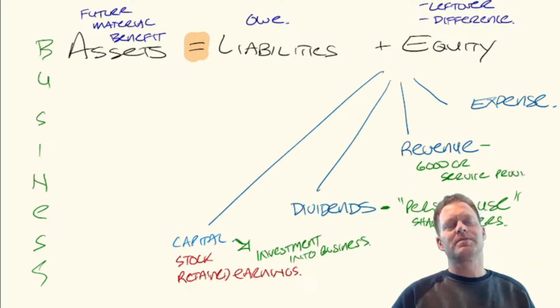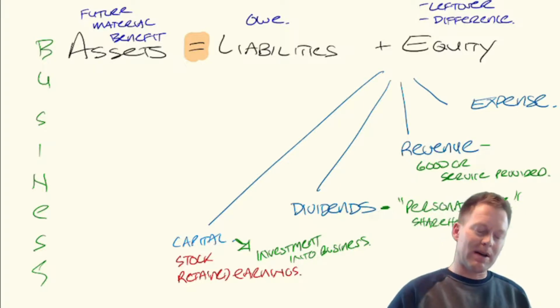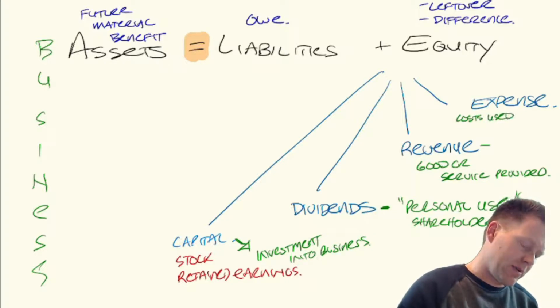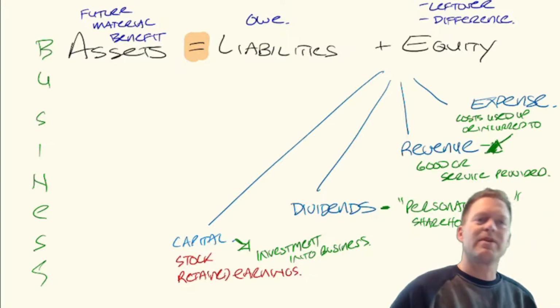Okay, good or service provided. And then the final thing we're going to talk about is expense, which I'm going to use costs used up or incurred to, and then I'm using an arrow here, to generate revenue.